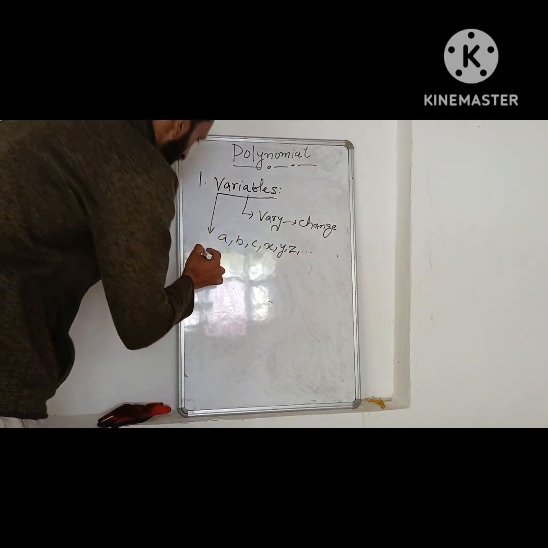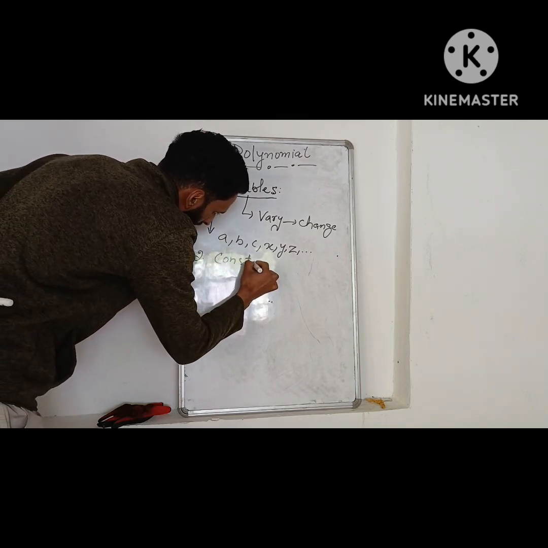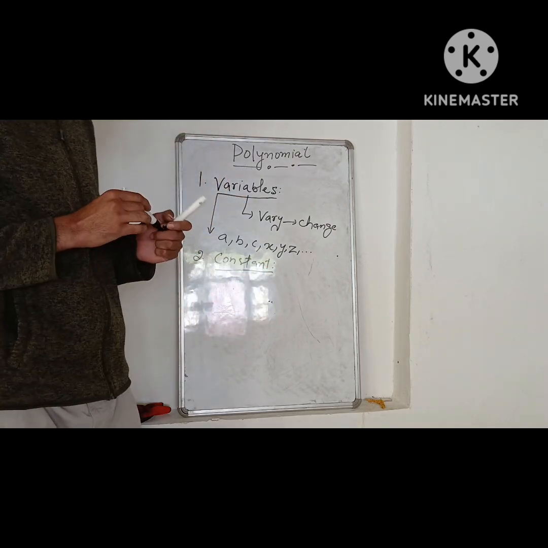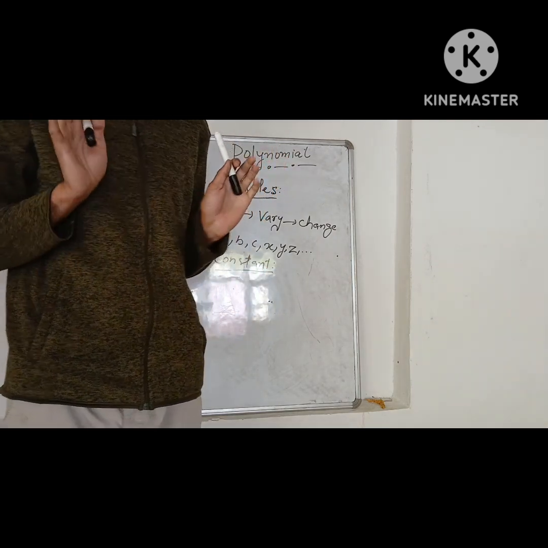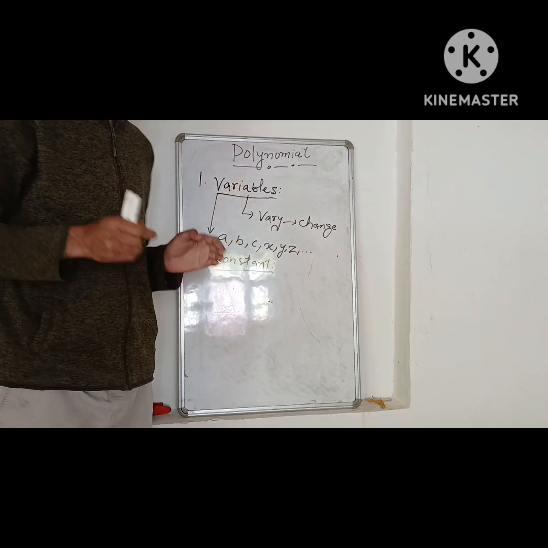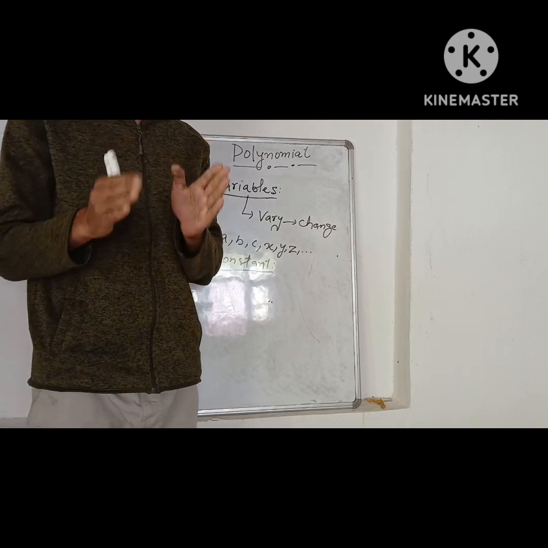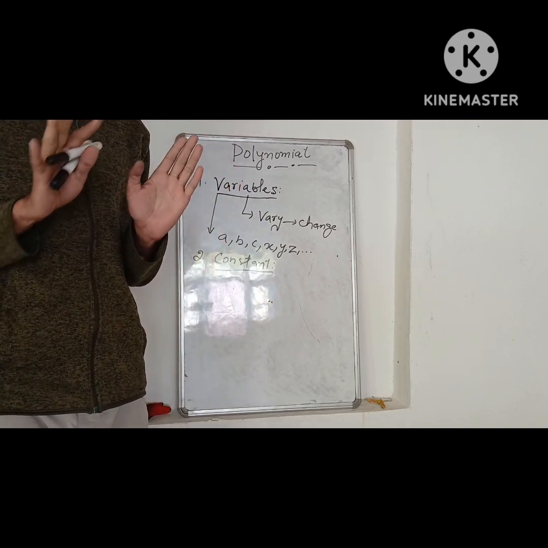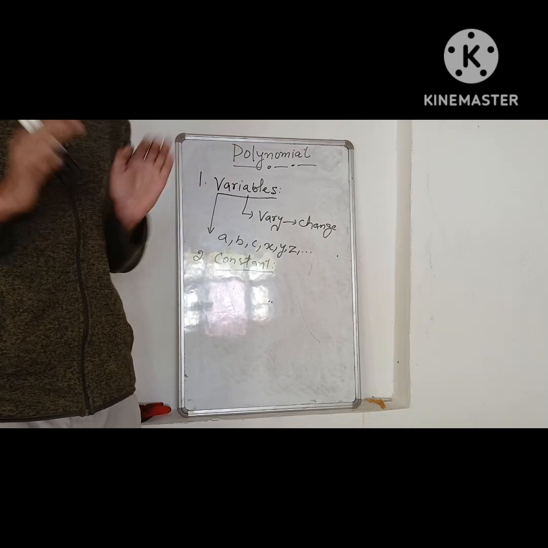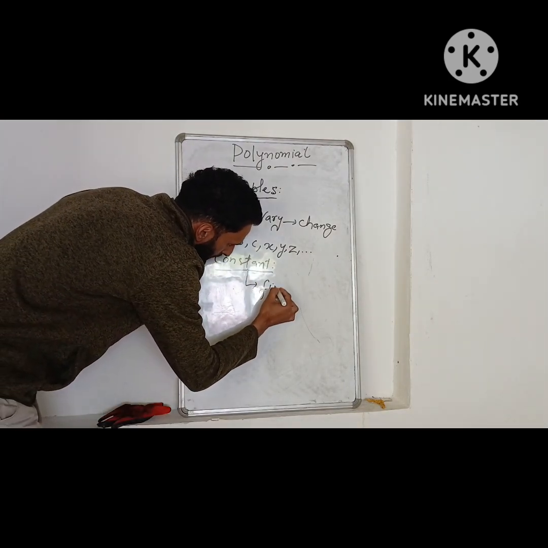Now the second term is constant. Actually, a constant is just the opposite of a variable. If variables change with time, then a constant remains fixed. Suppose you have 100 rupees in your pocket, it will remain the same. After 10 years, after 2 months, it will remain the same. Constants remain fixed.